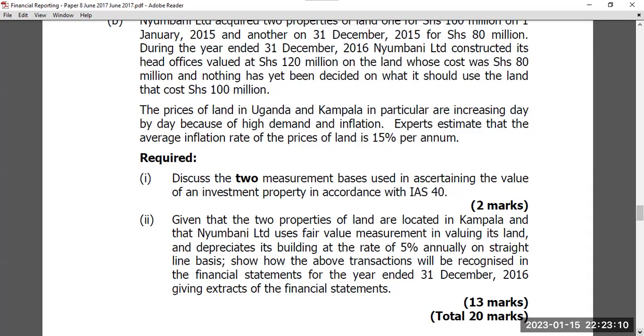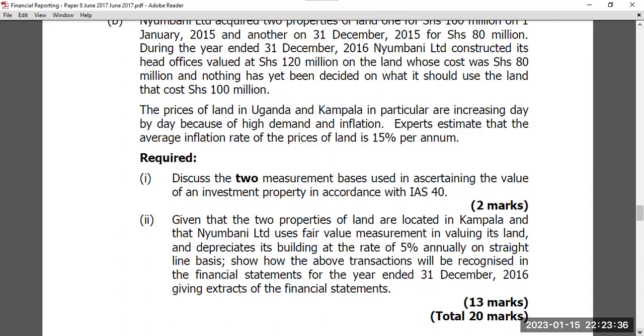So before we think of any values that we are going to record, we need to first know the standard we are going to be using to account for those assets. And the only way we can do that is first knowing what is the purpose of those assets that have been given in the question.